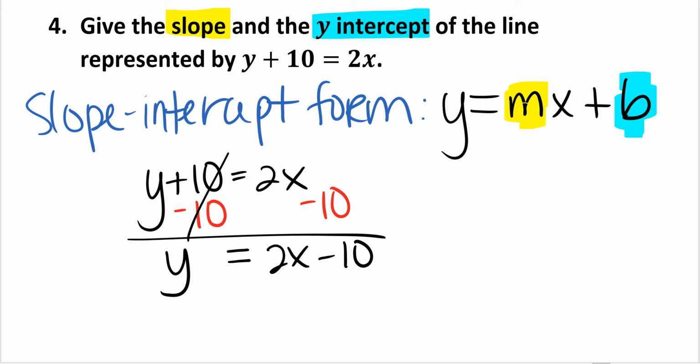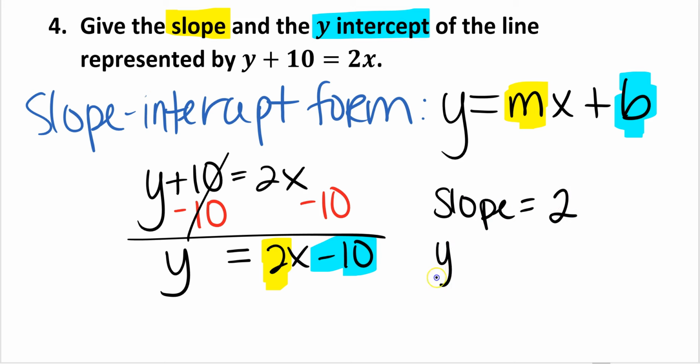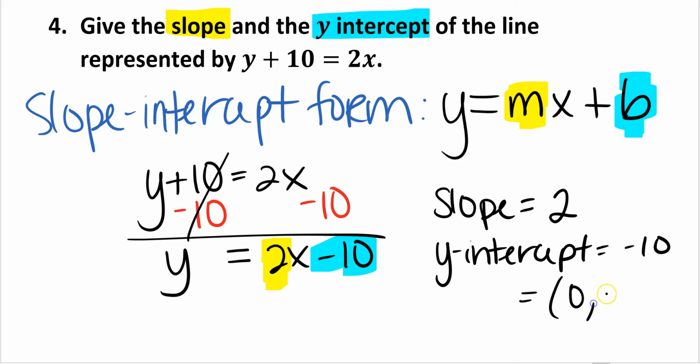So the m in this equation is 2, and the y-intercept in this equation is negative 10. So that means that the slope equals 2, and the y-intercept as b would be negative 10. Now, you may need to write the y-intercept as an ordered pair because that's technically a point on the line. So as an ordered pair, it would be 0, comma, negative 10. So we have the y-intercept and the slope.